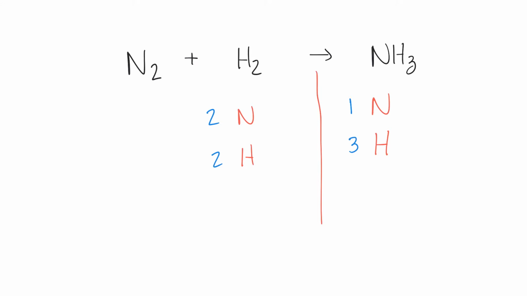What's not balanced? Well, none of it. So what are we going to do? We need definitely more nitrogen. So if we double this, that's the only way I'm going to get 2 nitrogen, if I double the whole thing. That means I have 2 nitrogen, but that also means that I have 2 NH3s, which is a grand total of 6 hydrogen.